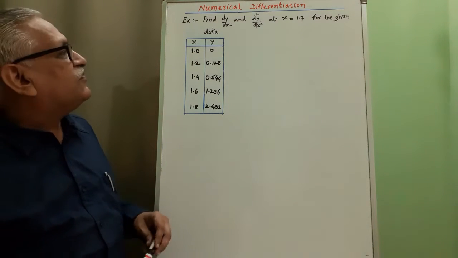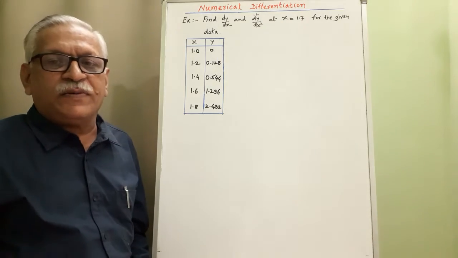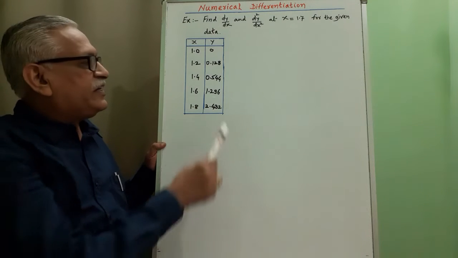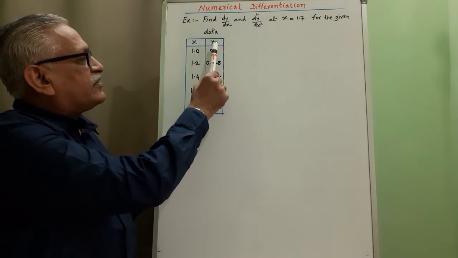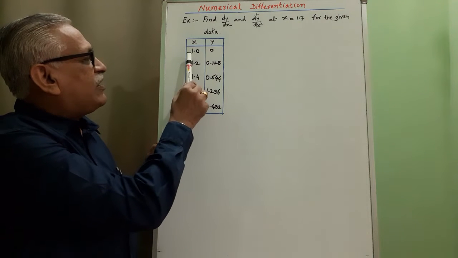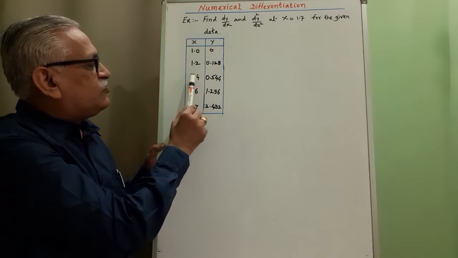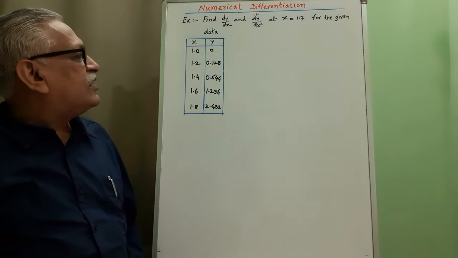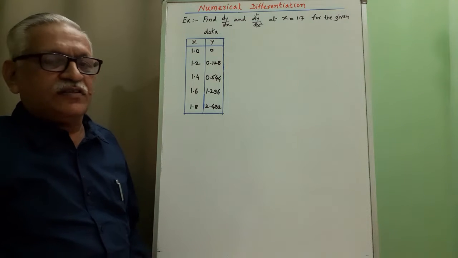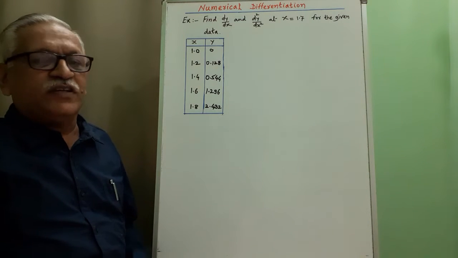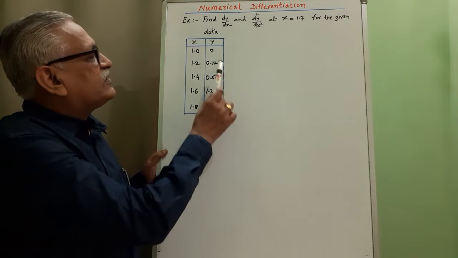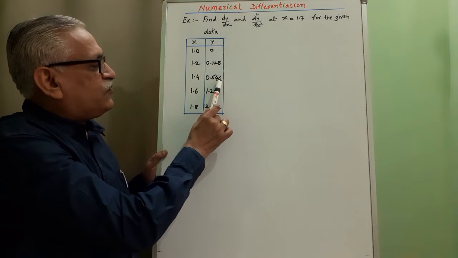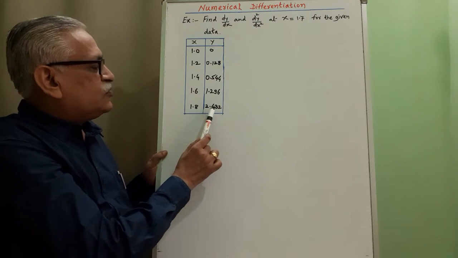Let us see the problem. Find dy by dx and d2y by dx square at x is equal to 1.7 for the given data. The values of x are 1.0, 1.2, 1.4, 1.6 and 1.8. The difference is 0.2, equispaced, which means we can use Newton's interpolation formula to find this numerical differentiation. Corresponding values of y are 0, 0.128, 0.544, 1.296, 2.432.